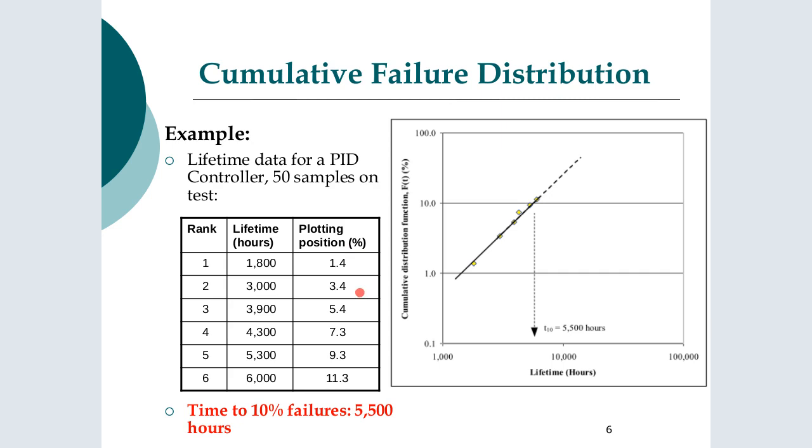And again, if we repeat those calculations for i equals 2, we would then have 2 minus 0.3 over 50 plus 0.4. That would give us 3.4%, etc., for the other failure events.